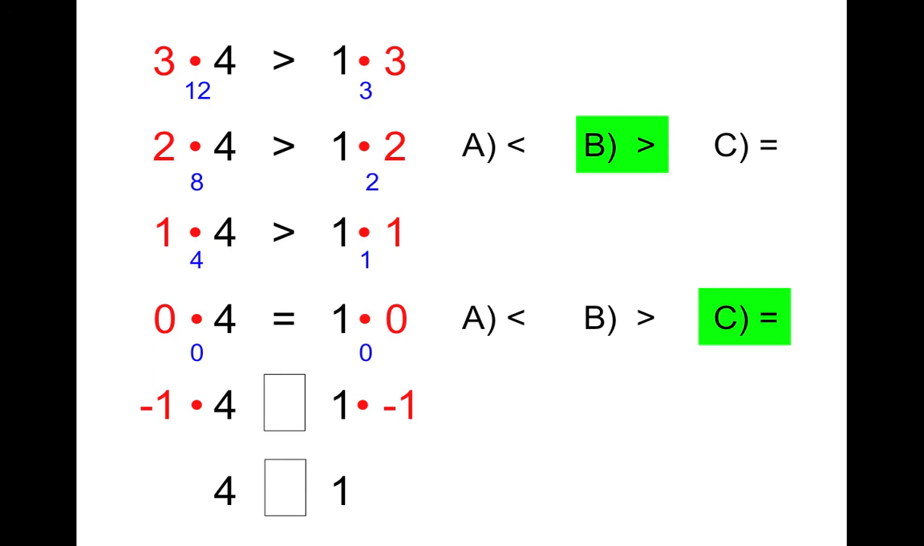Next we'll multiply both sides by -1. Which sign is appropriate after we multiply both sides by -1? -1 times 4 is -4. -1 times 1 is -1. -4 is less than -1.